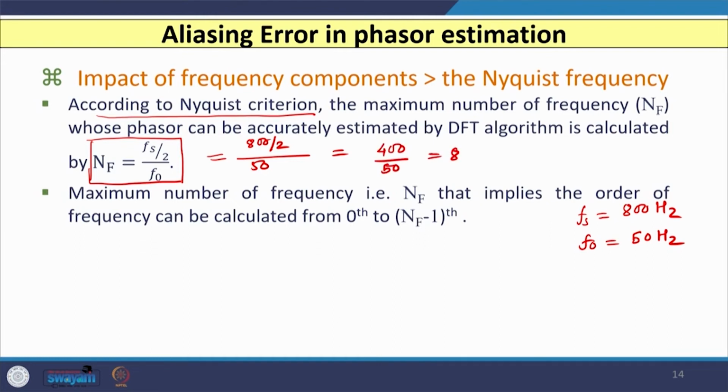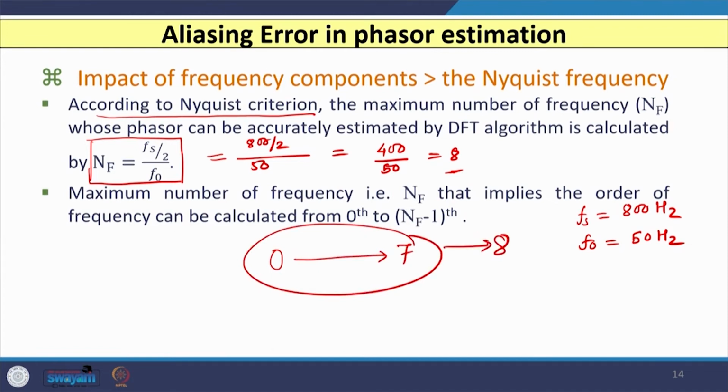So when NF is equal to 8, this indicates the maximum order of frequency that is to be calculated. If your NF value is 8, then you can calculate the order of frequency only up to 8, and normally it starts from 0 because we have to calculate the DC value, and it goes up to 7. So when NF is equal to 8, the order of frequency that can be calculated is from 0 to NF minus 1, so 0 to 7, which makes 8.